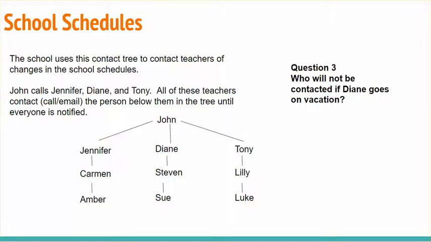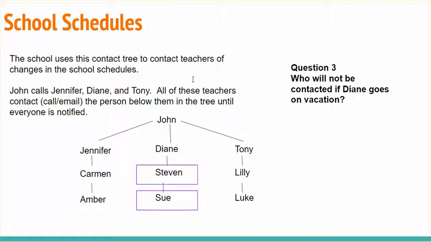Well, let's see. Actually, two people will not be contacted. Diane will not contact Stephen, and therefore, Stephen will not be able to contact Sue. So, because of Diane's vacation, Stephen and Sue now don't know when school starts the next day.